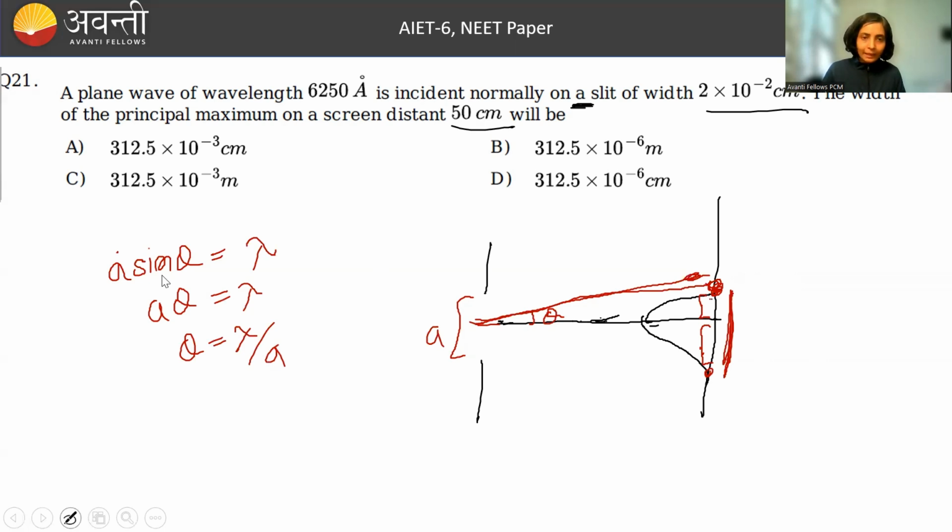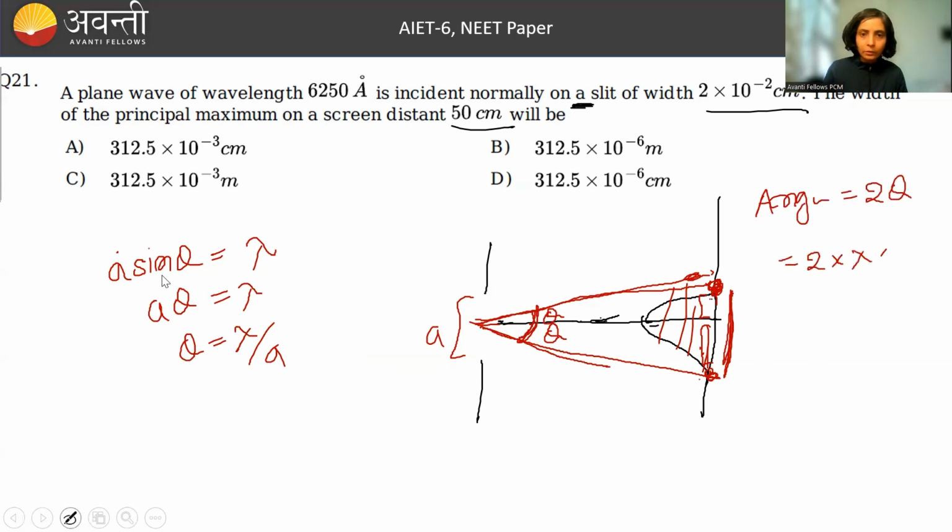So this angle theta is lambda by a. Again, on this side also, the first minima will be at the same angle. So this is also theta. So what is the angular width of this maxima? Here the first minima, on this side the first minima is here, and in between these 2 points there is the maxima. Yani ki in angle 2 theta, the central maxima is contained. So angular width of this central maxima is how much? If the question asks for angular width, then angular width will be equal to 2 theta, and theta is equal to lambda by a.